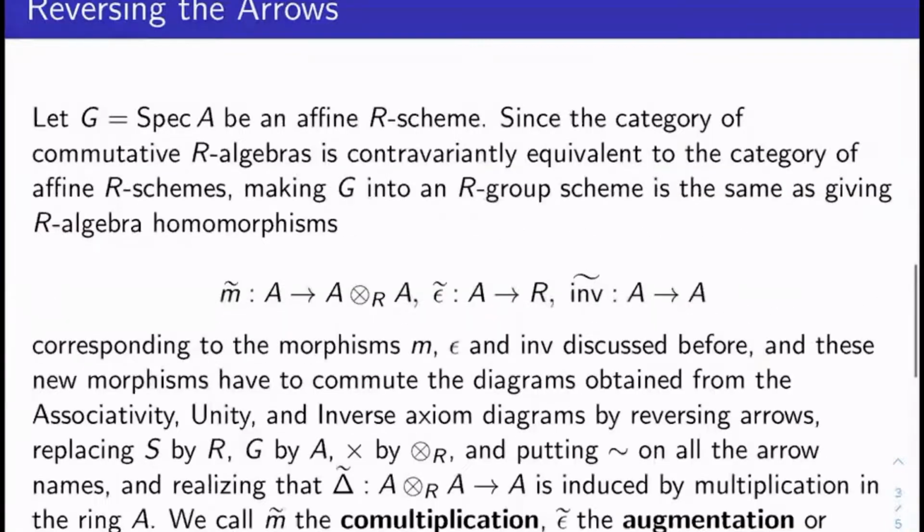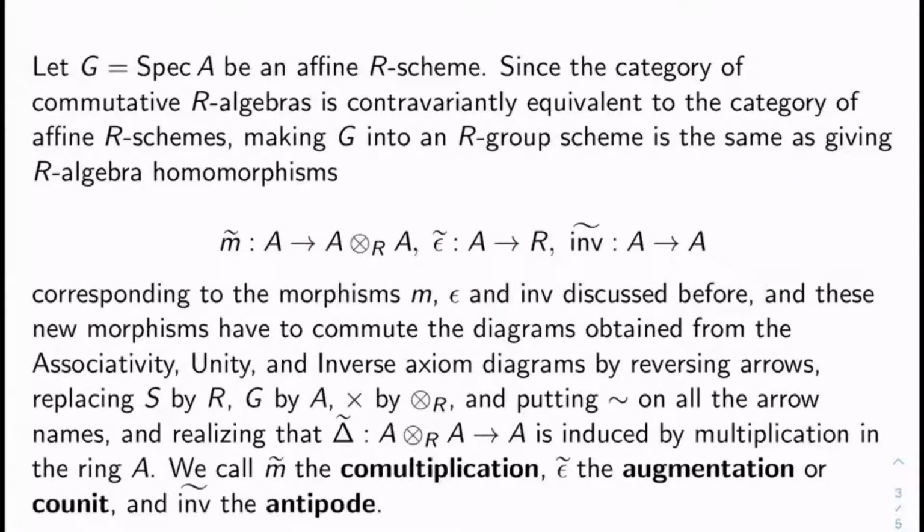Okay, reversing the arrows. So let's let G equals spec A be an affine R scheme. We know the category of commutative R algebras is contravariantly equivalent to the category of affine R schemes. This is a basic fact from introductory scheme theory. And so what that means essentially is that making G into an R group scheme is the same thing as giving R algebra homomorphisms m tilde from A to A tensor A over R, epsilon tilde from A to R, and inv tilde from A to A. Essentially because spec of a tensor product here is the product of the specs, right? So when you apply this equivalence of categories, tensor products go to products contravariantly. That's kind of where all this comes from.